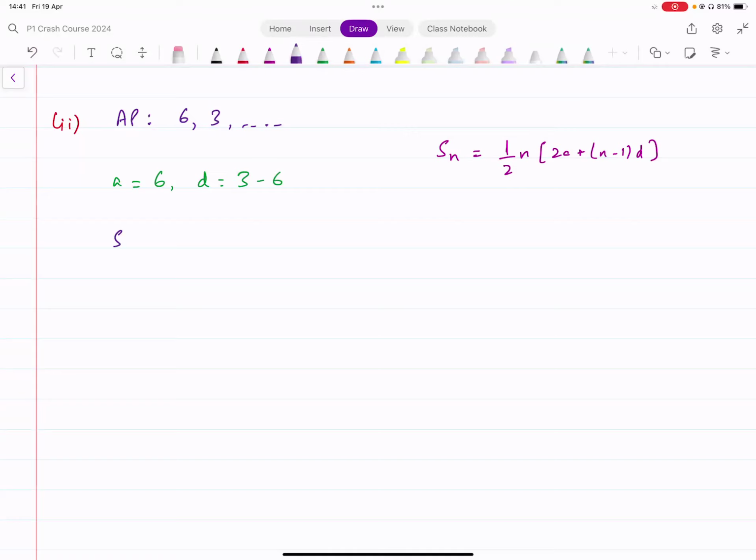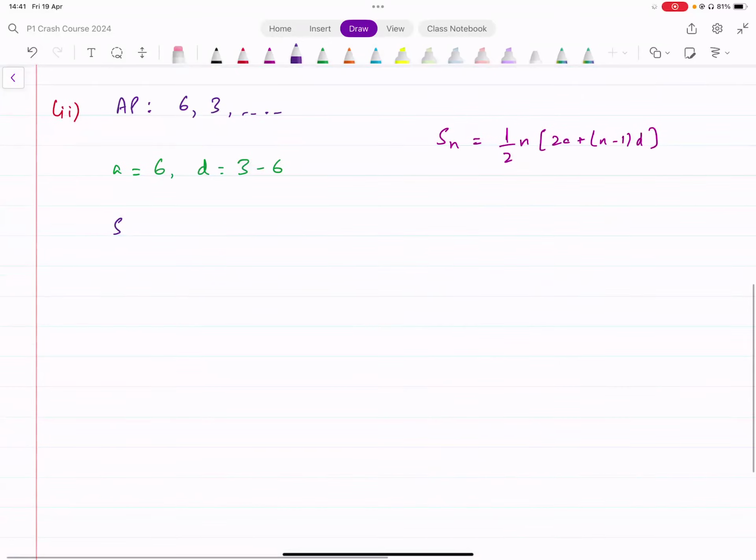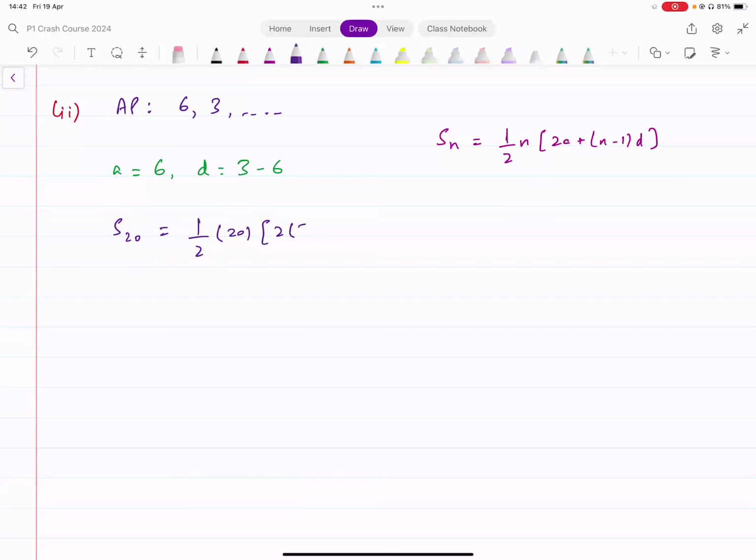Sum of the first 20 terms, that's what you're looking for, S20. That will be half into n, which is half into 20 into 2 times 6 plus n minus 1. That means 20 minus 1, that's 19, into the difference, which is minus 3. And that's going to give you the result because the difference is minus 3. Okay, just calculate this and you will get your answer. 10 into 12 minus 3 into 19.